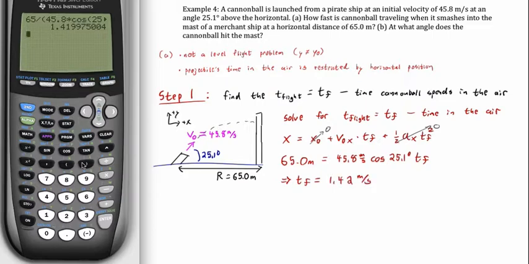And now we're going to take that time and plug it into the velocity to find how fast it's traveling when it smashes into the merchant ship, okay? And we're going to find both components of its velocity and then take the resultant of the two components using the Pythagorean theorem to find the total speed that it smashes in. Because here it just says, how fast is the cannonball traveling? That right there implies it doesn't want a particular component of the final velocity, just the speed.